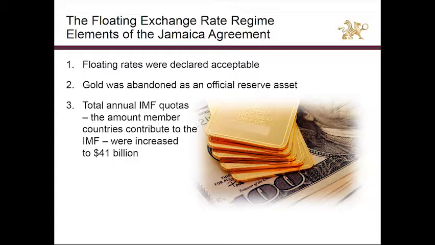In contrast to that, there are currently no rules limiting purchases of gold. Many central banks, like China and Russia, for example, have been dramatically increasing their official gold reserves and continue to do so. Number 3, total annual IMF quotas. The amount member countries contribute to the IMF were increased to $41 billion US. Since then, they've been increased to $300 billion, while the membership of the IMF has been expanded to include 188 countries. Non-oil exporting, less developed countries were given greater access to IMF funds.